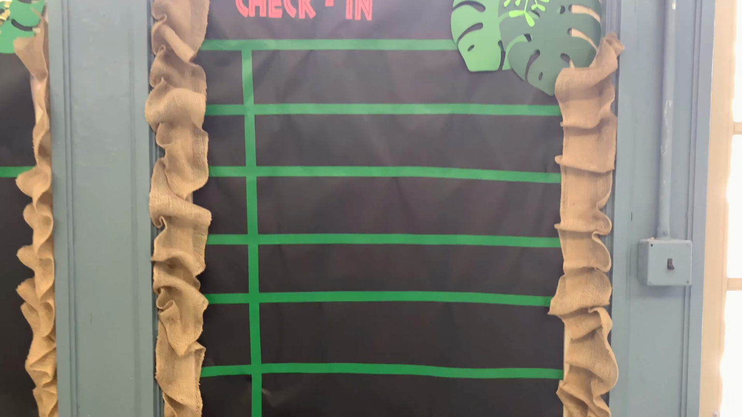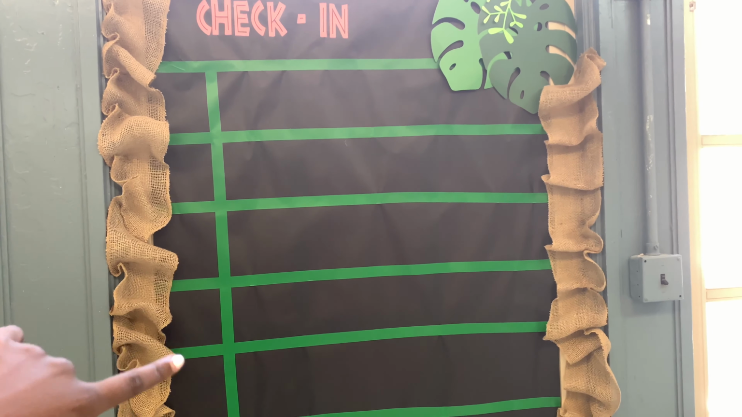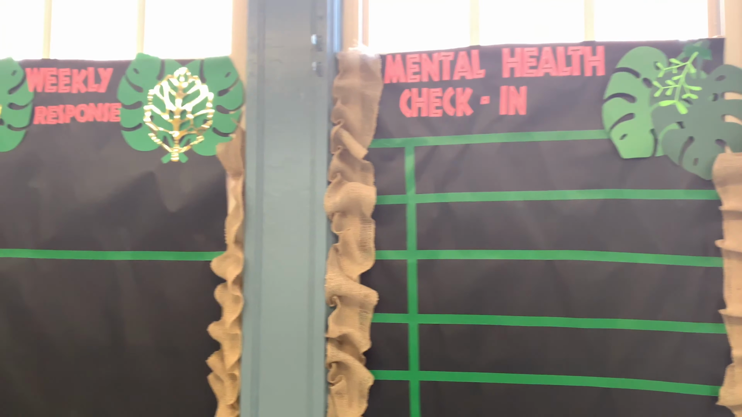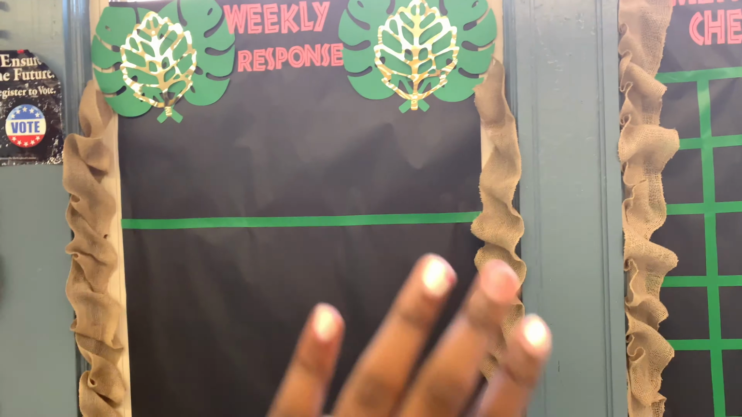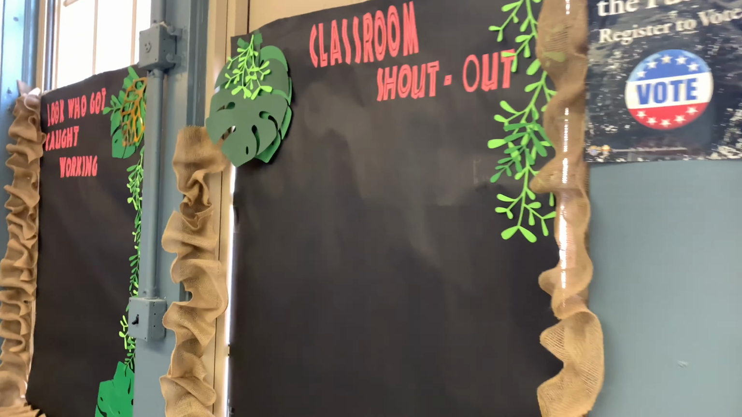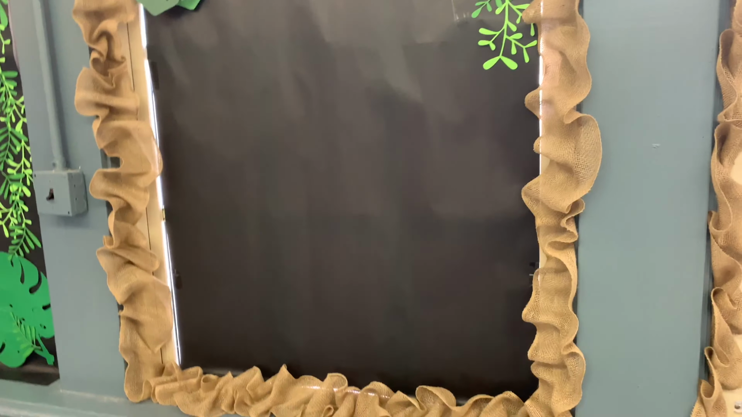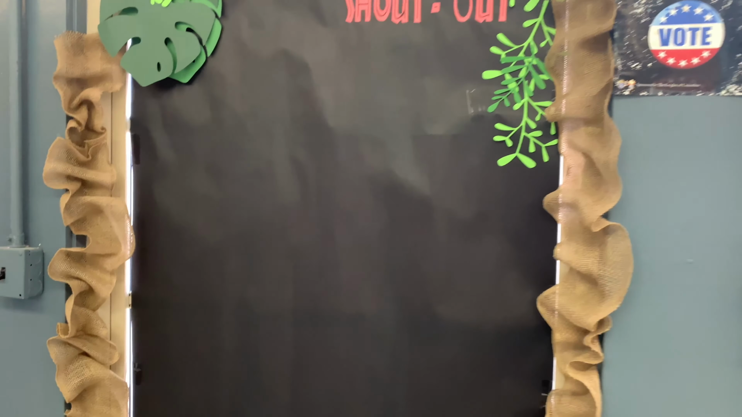So the first little bulletin board that I have started creating is a mental health check-in. And so I'll have different spots like great, good, okay, whatever. The students can leave their name on a little sticky note so that I know how they're feeling. The next one is a weekly response, where I'll have some type of question posed at the top, and they can just respond to it on a sticky note. And then my third bulletin board is just a little classroom shout out space where they can shout out a student who's been doing good or improving.